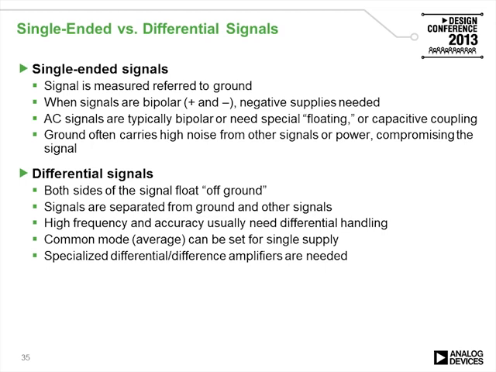We need to talk briefly about single-ended versus differential signals. Single-ended signals refer to signals that are measured referred to ground, and when signals are bipolar, plus and minus, negative supplies are required. In contrast, with differential signals, both sides of the signal can float off ground. They can be anywhere. Signals are separated from ground and other signals, and common mode can be set for a single supply.